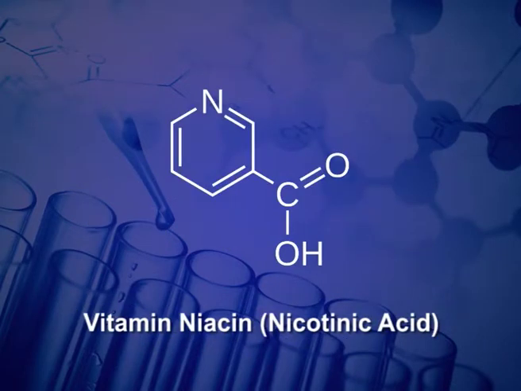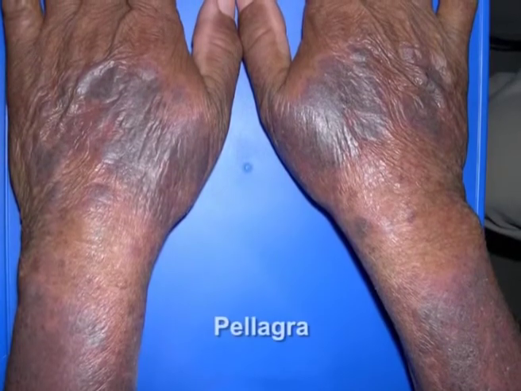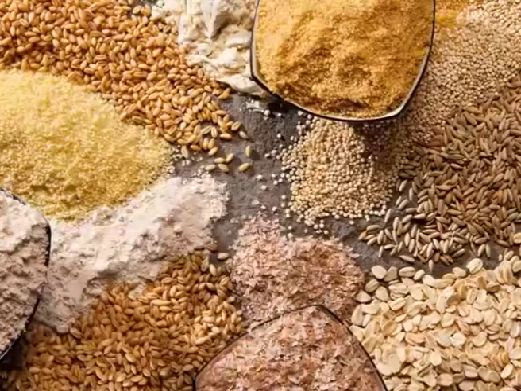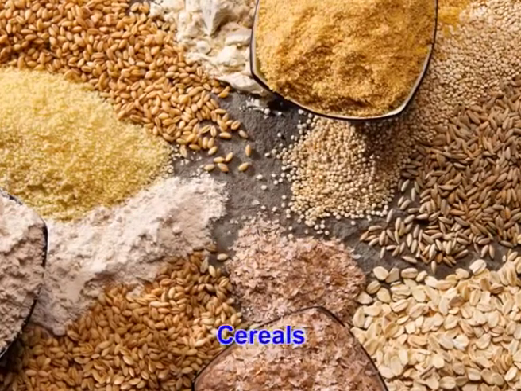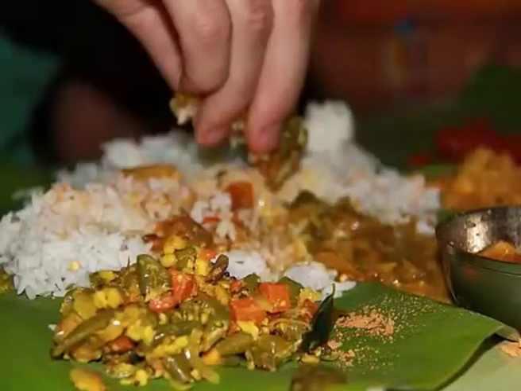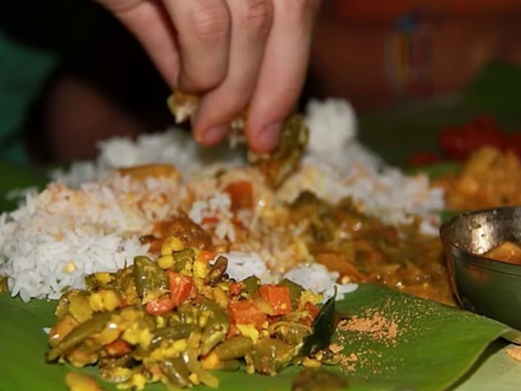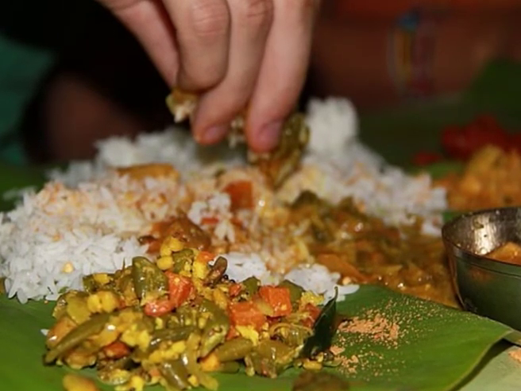Both are derived from the vitamin niacin, that is nicotinic acid, the deficiency of which causes the disease pellagra. Niacin is present in many cereals, meat, and legumes, and humans can make a small amount of niacin from the amino acid tryptophan, but not enough to meet our requirements. And these coenzymes are also commonly called pyridine nucleotides due to the resemblance of the niacin ring to the organic compound pyridine.